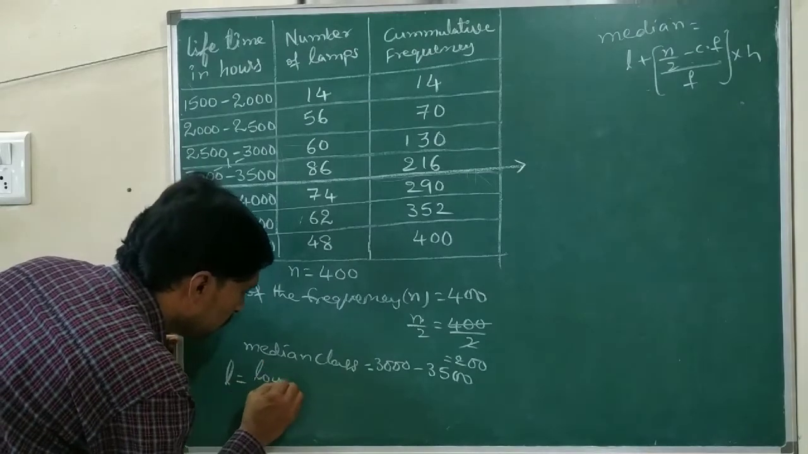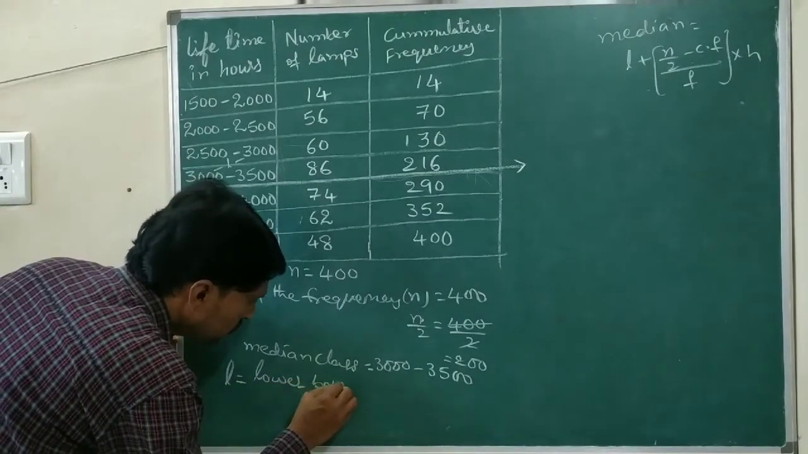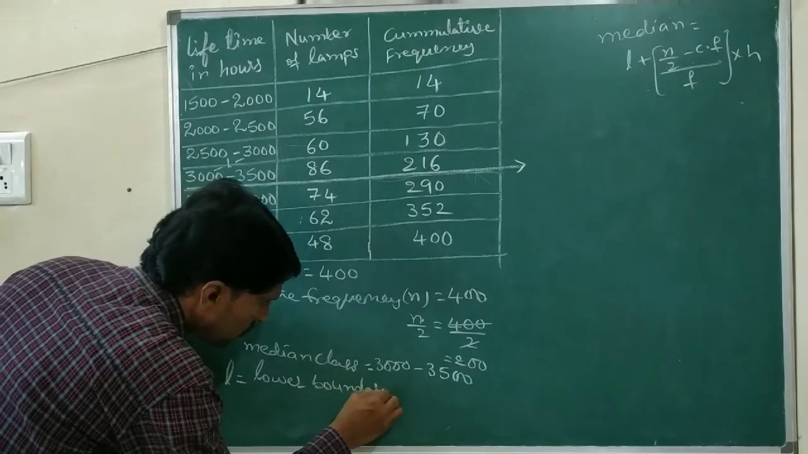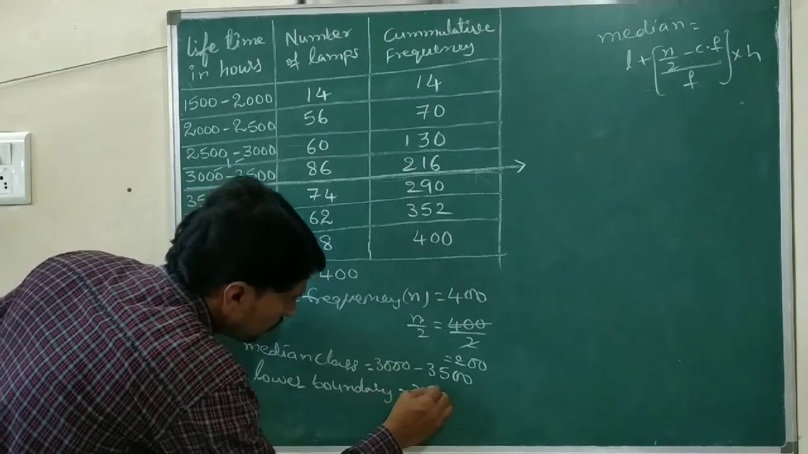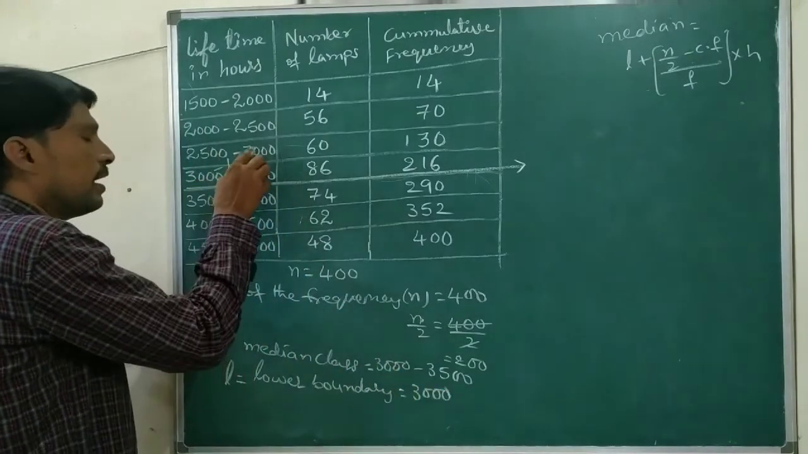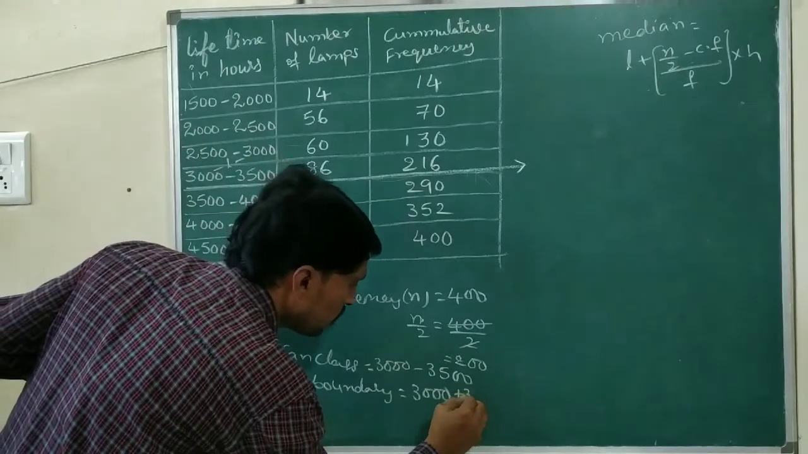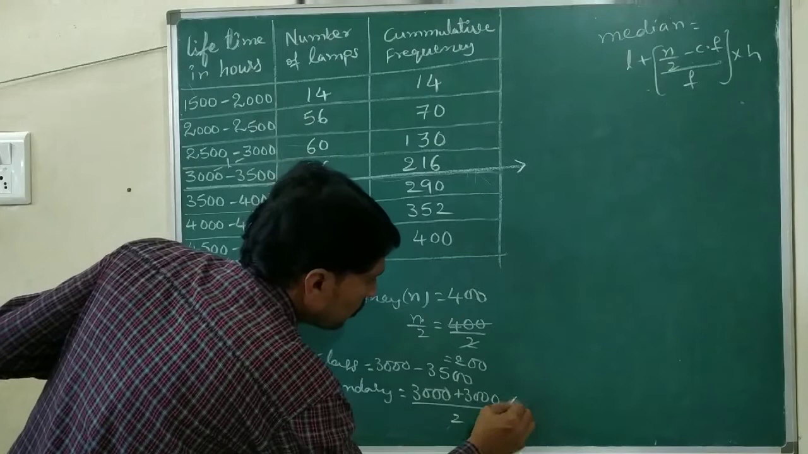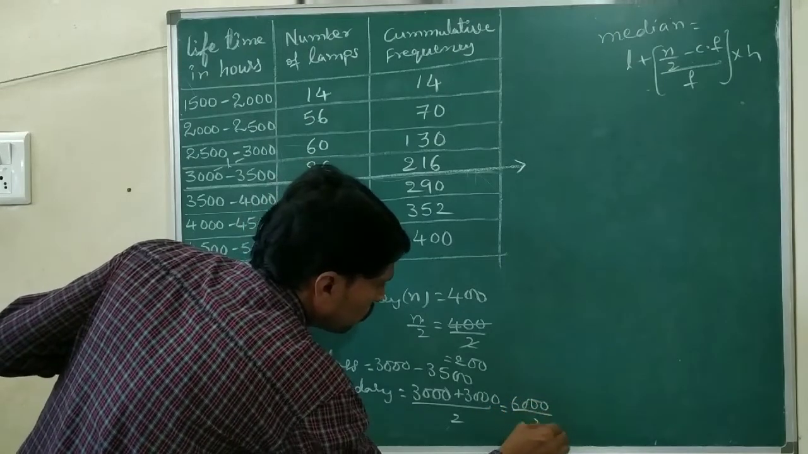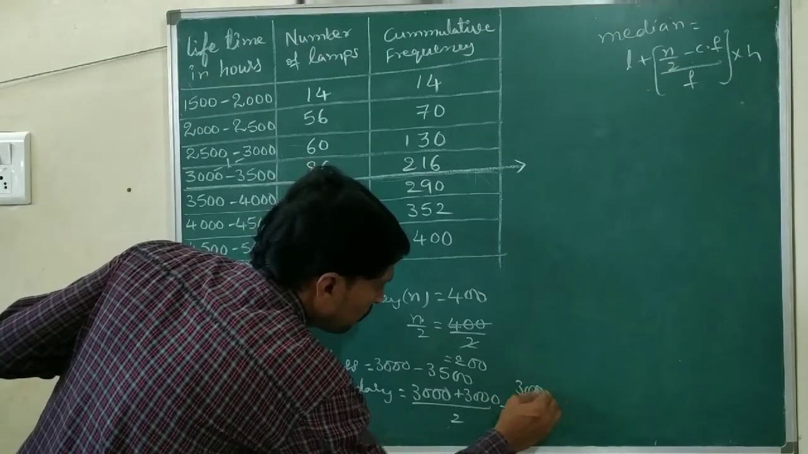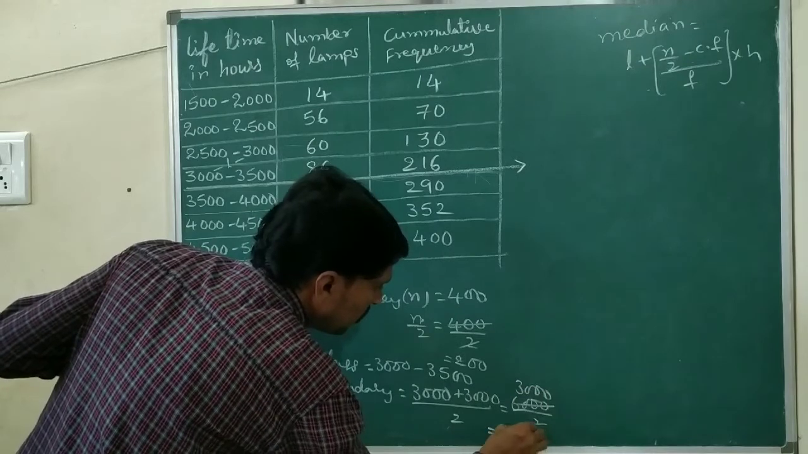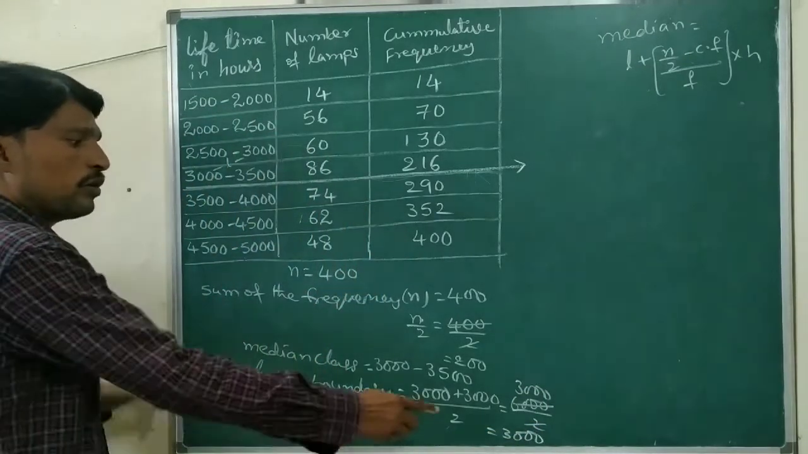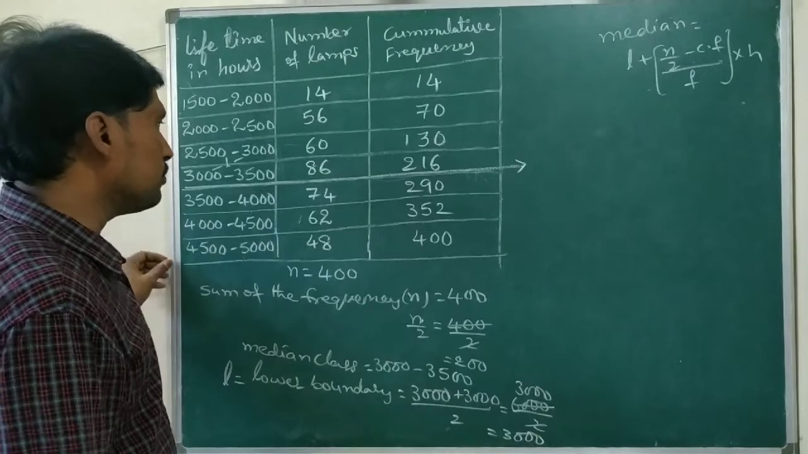So lower boundary equals, 3000 is the lower limit and the preceding upper limit is 3000. 3000 plus 3000 by 2 equals 6000 by 2, that value we got is 3000. So lower boundary we got here is 3000.